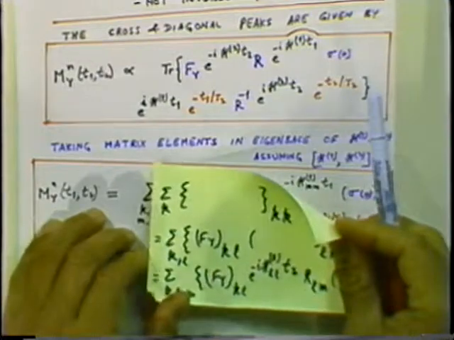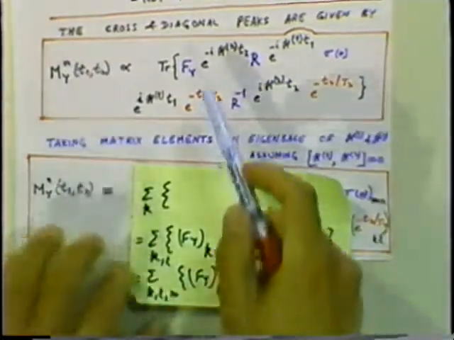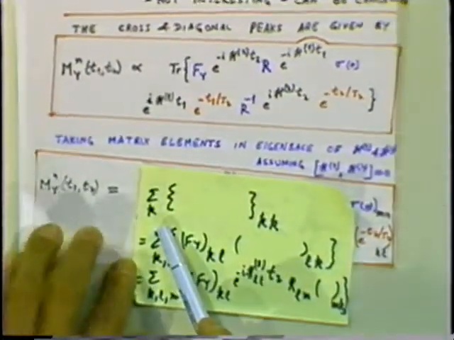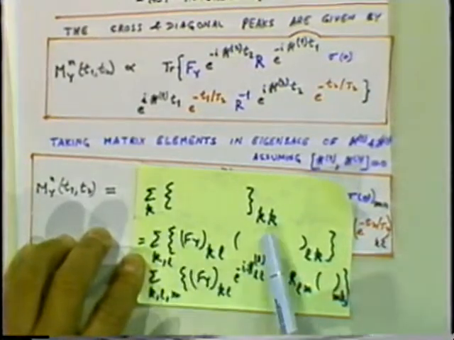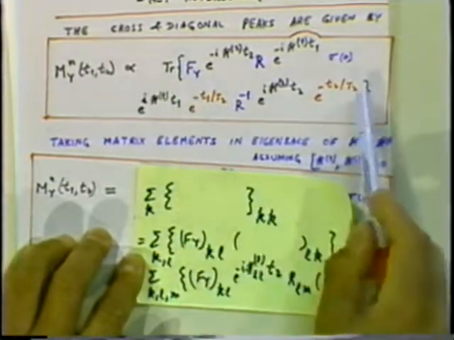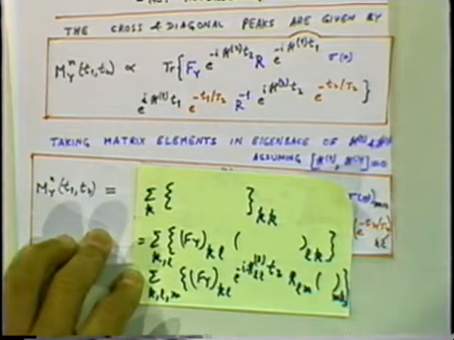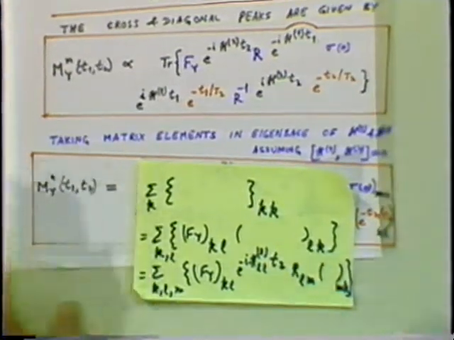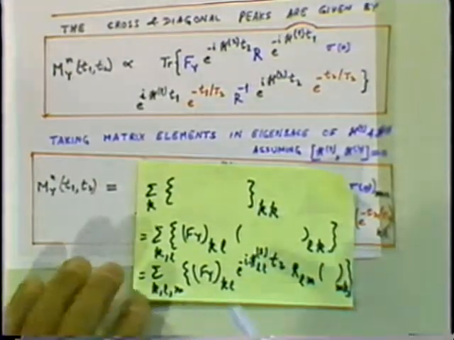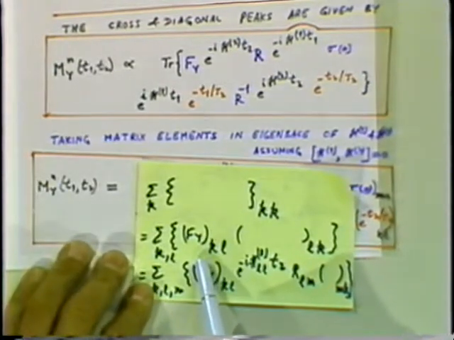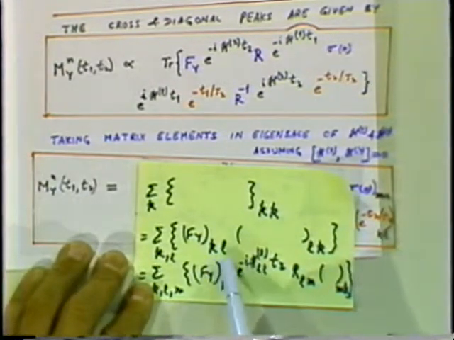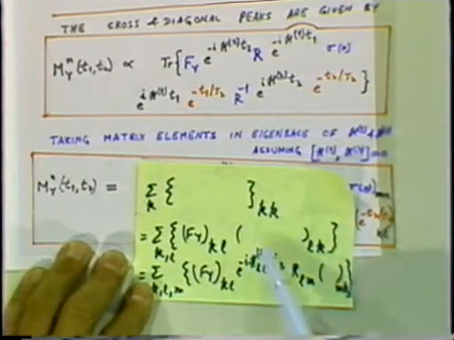I want to take the matrix element of this whole business and take a trace. So I take the diagonal matrix element of this whole quantity, sum over k. Then I pull in the Fy here, and I get KL, because Fy is an operator which is not diagonal in the eigenbase, and so it may have off-diagonal matrix elements. And then I have KL, LK of the remaining ones.